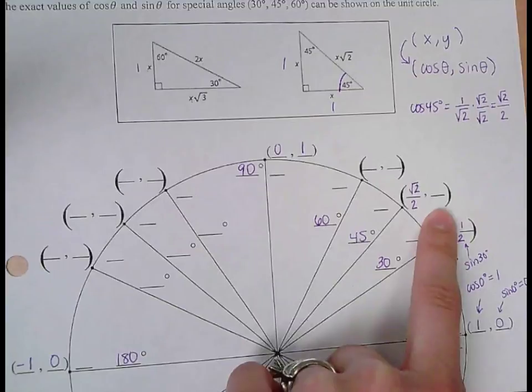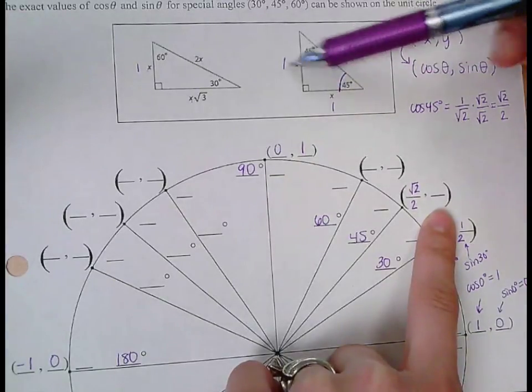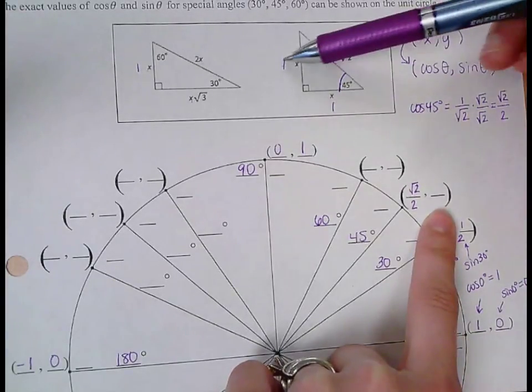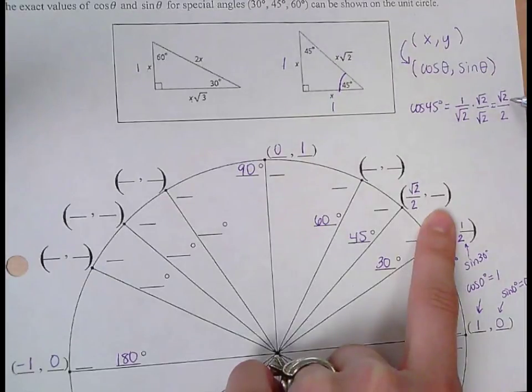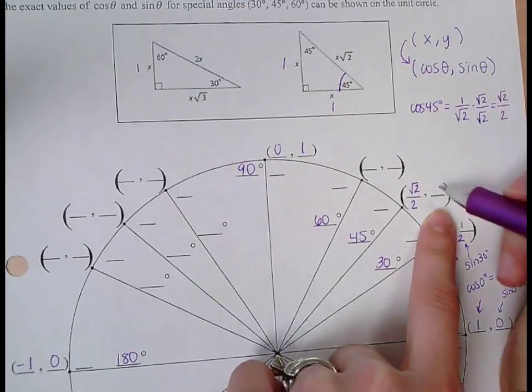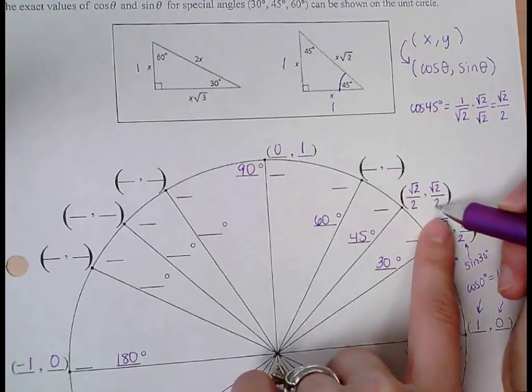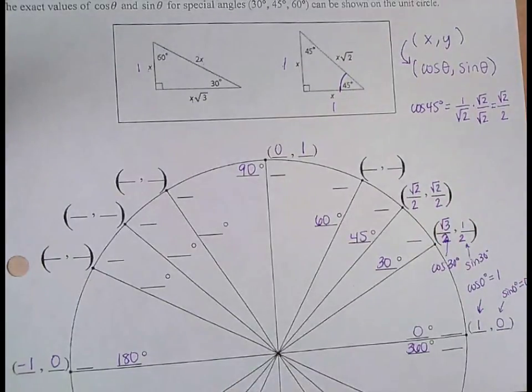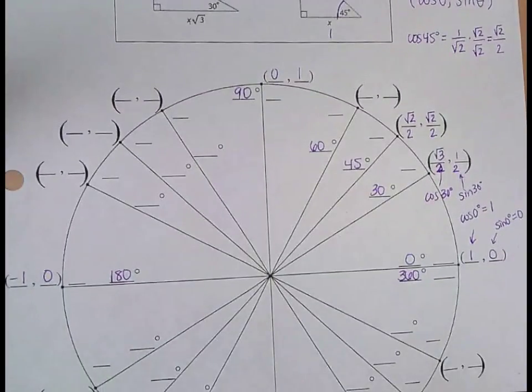And then sine, which would be the y-coordinate, sine of 45 degrees, is opposite over hypotenuse. Because the opposite and adjacent are the same length, that's also going to be 1 over the square root of 2, which will simplify to also be square root of 2 over 2, sorry. So at 45 degrees, that ordered pair is square root of 2 over 2, square root of 2 over 2. Sine and cosine have the same measure at 45 degrees.